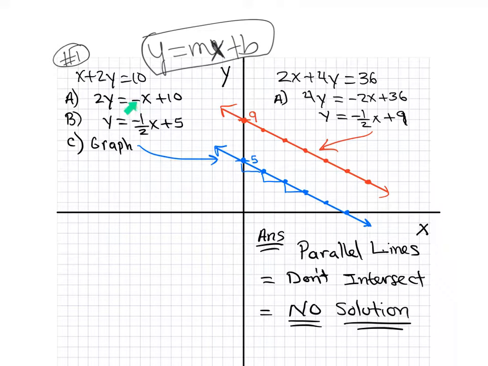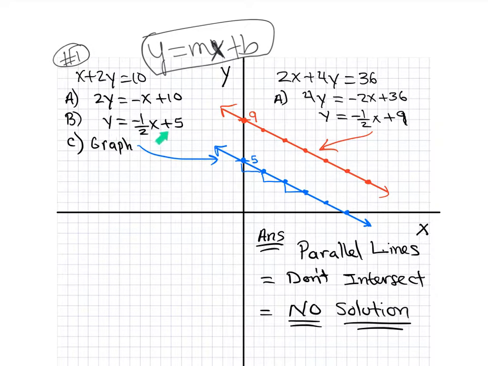Now right here we have negative x, but that's understood to be negative 1x. So I'm actually going to be dividing negative 1 by the 2, and that gives me this fraction. So it'll be negative 1/2 times x. And then I'm also dividing this 10 by the 2. So 10 divided by the 2 gives me 5. So my slope-intercept form is y equals negative 1/2 x plus 5.